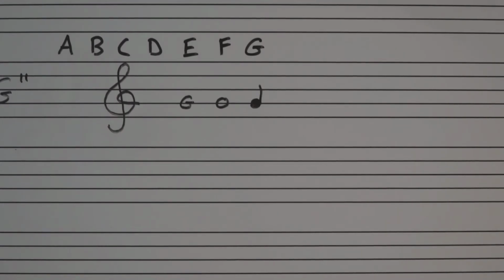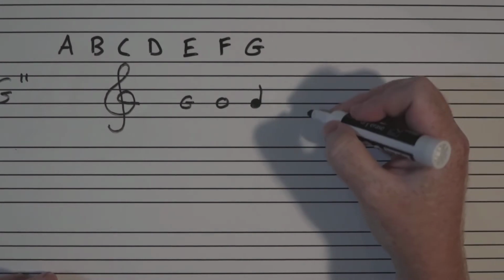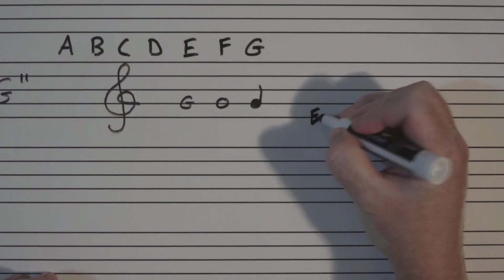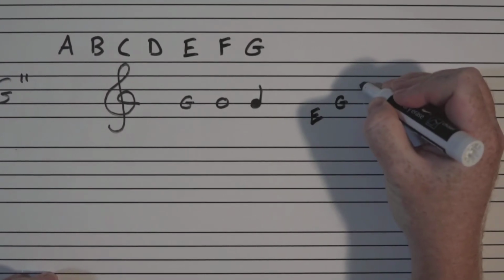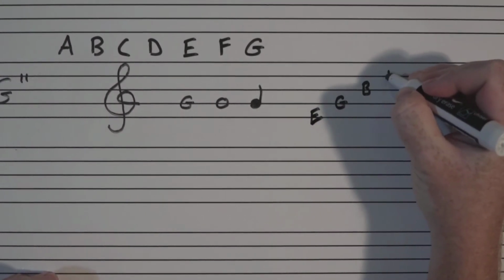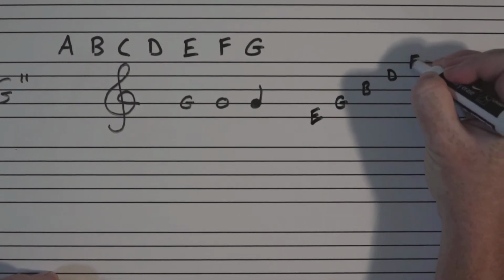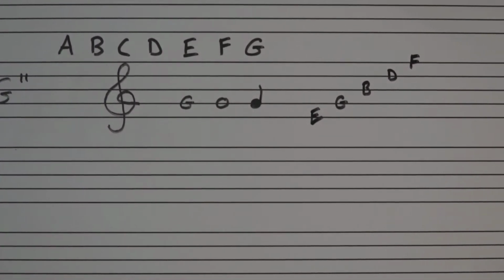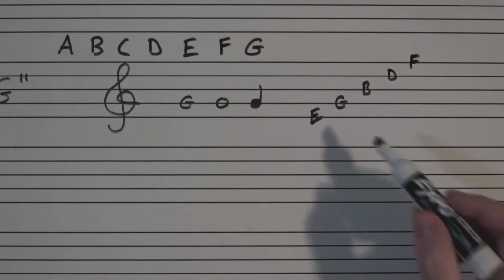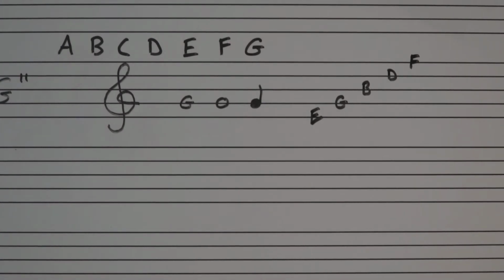Now, once we've asserted that that line is G, then all of the other lines will follow the alphabet accordingly. So at this point, it's very helpful to know all the lines of the treble clef, E, G, B, D, and F.